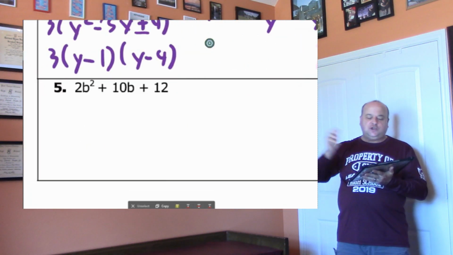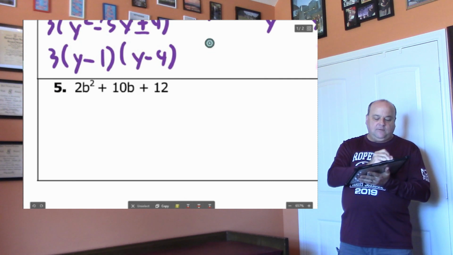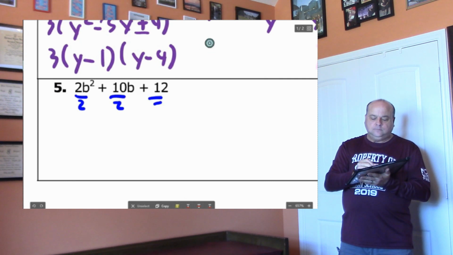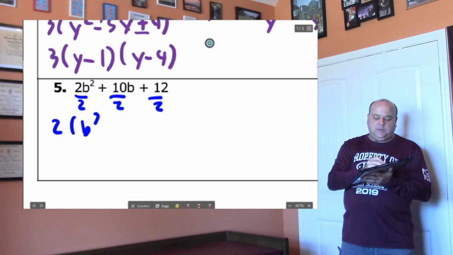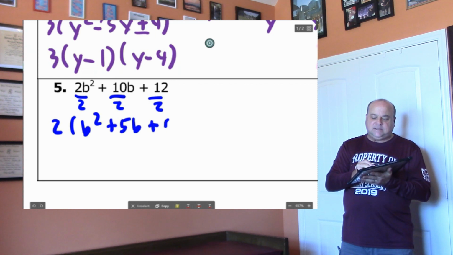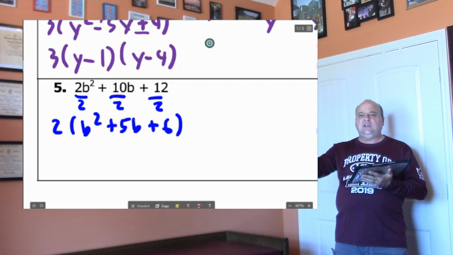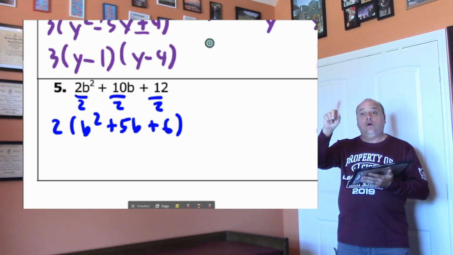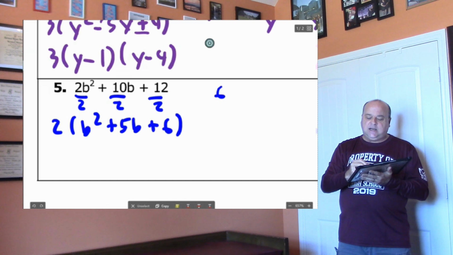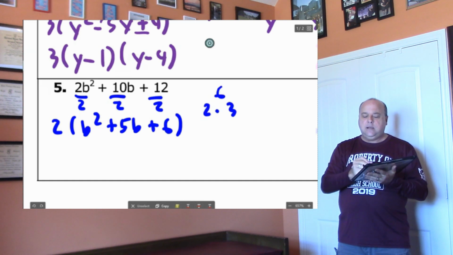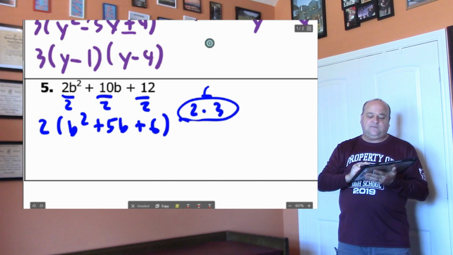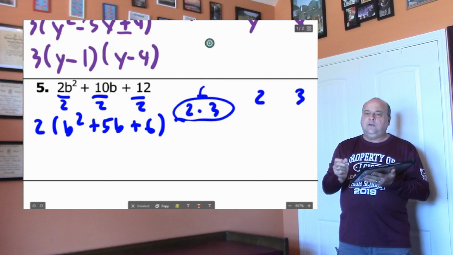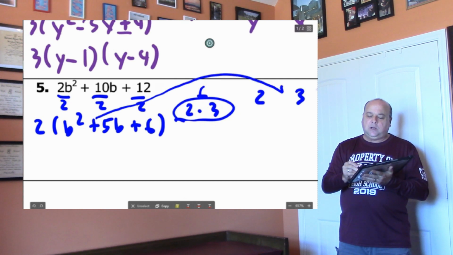Let's go to number 5. Okay, we could just take a 2 out, right? So I'm going to divide everything by 2. I'll get 2 parentheses, b squared plus 5b plus 6. I need the factors of 6 that add up to 5. 1 and 6 subtract to give me 5. They don't add. So I'm going to put 2 times 3, right? I need the 2 and the 3 to add up to 5. So I'm going to put 2 and 3 to the right. The middle sign's plus. It goes to the biggest number. I need to add, and then my letter is B.